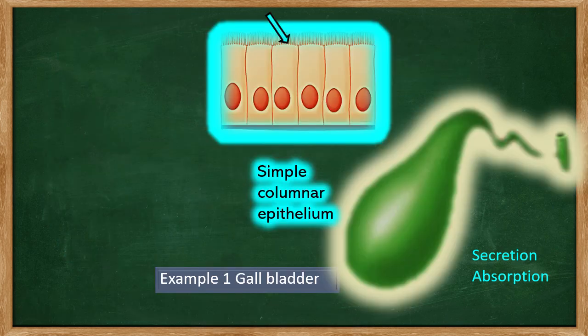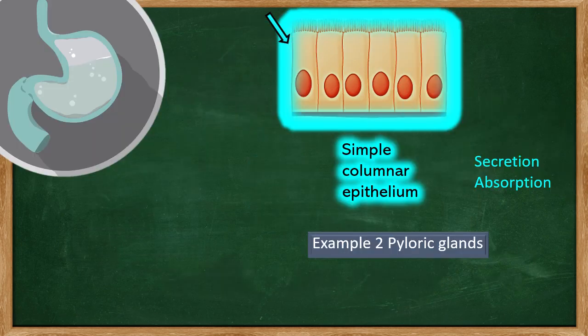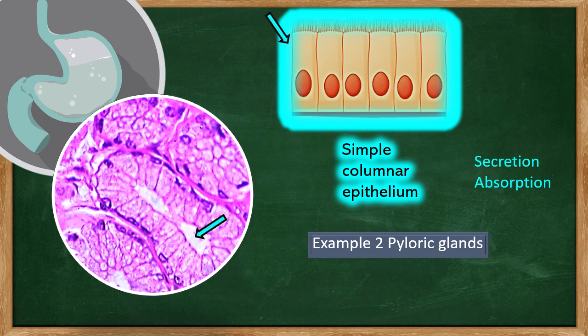Next, columnar variety, single layer of cells. Gallbladder is an excellent example, and you can see those are the columnar cells of the gallbladder. Again, secretion and absorption. Next, same simple columnar epithelium. Another example, the pyloric glands of the stomach. You see, those are the pyloric glands, tall columnar cells, and that arrow clearly indicates the cells.